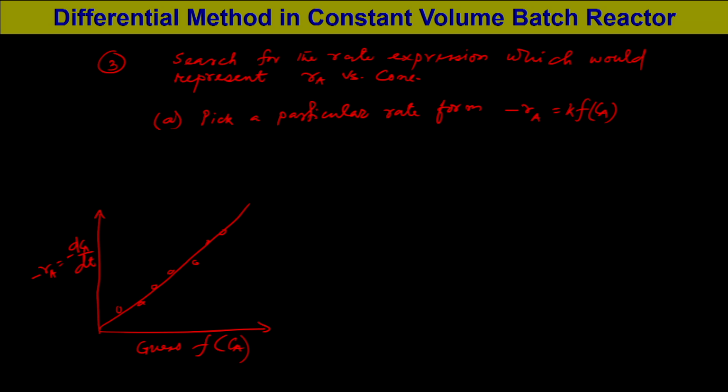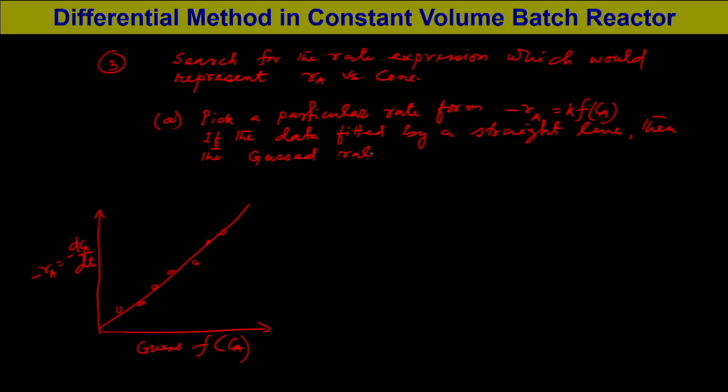So, if the data is fitted by a straight line, then the guessed kinetics rate form is the correct one.